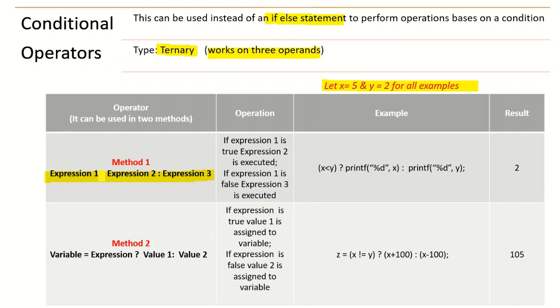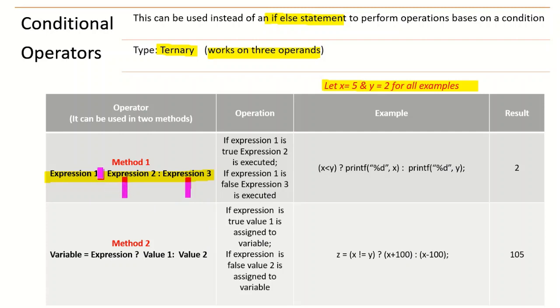So expression 1 ? expression 2 : expression 3. The meaning is, if expression 1 is true, expression 2 is executed. If expression 1 is false, expression 3 is executed. I'll explain once again. If expression 1 is true, expression 2 is executed. If expression 1 is false, expression 3 is executed.